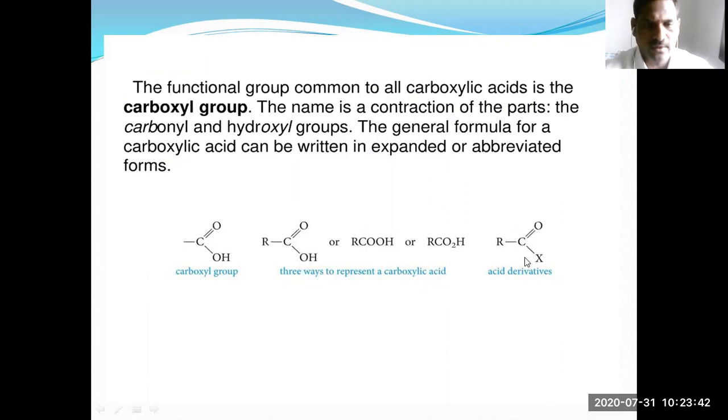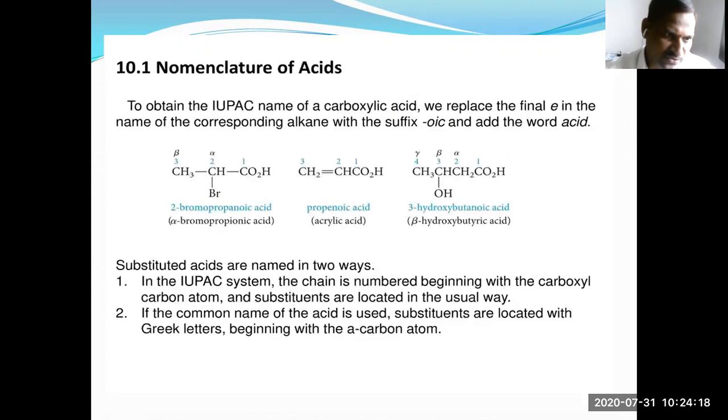You can write the acid derivatives as C double bond O with a halogen. This is the X group. X can be NH2, and you get the amides. With an OR group, you get esters; with Cl, acid chlorides. And with a C double bond O R group introduced, we get the anhydrides. These are the acid derivatives.